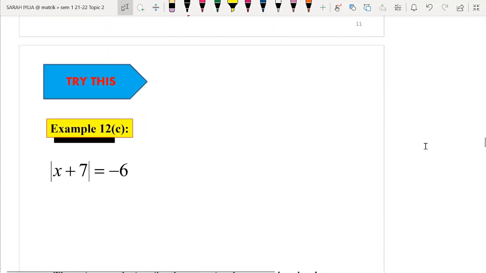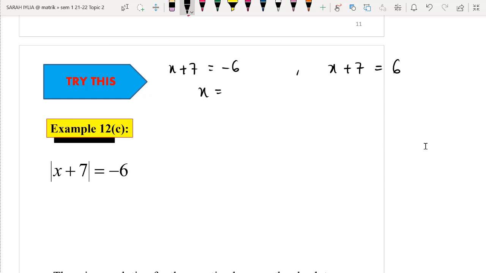Now, kita try pula soalan ni. We have absolute value of X plus 7 equal to negative 6. Kita akan jadi one side. Okay, so pakai basic definition. X plus 7 equal to negative 6. Second case, X plus 7 equal to 6. And then simplify this out. First case, X will be equal to negative 13. Second case, X will be equal to negative 1.